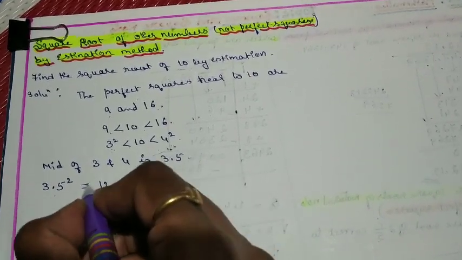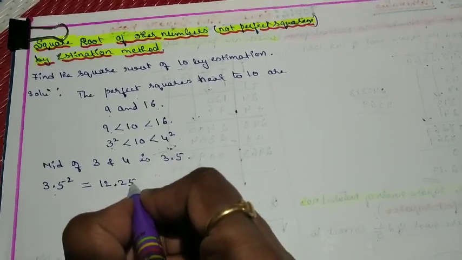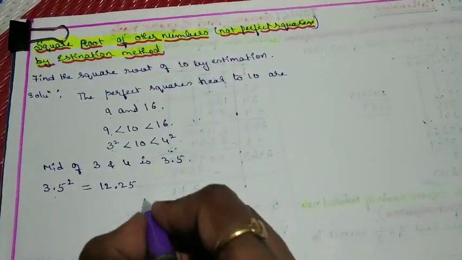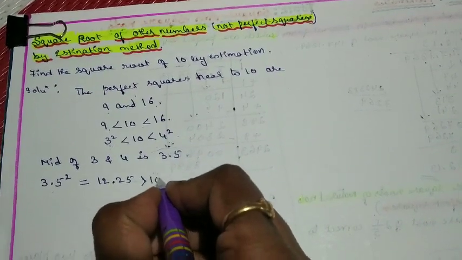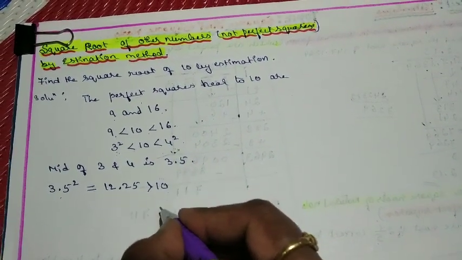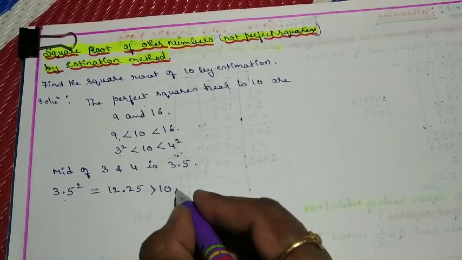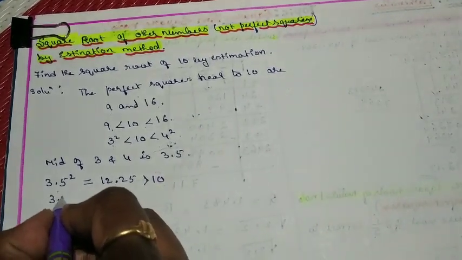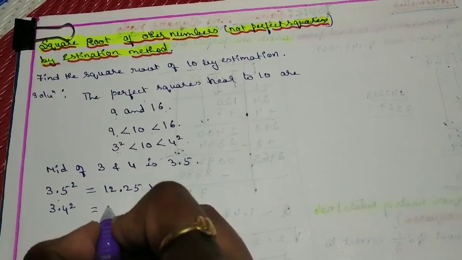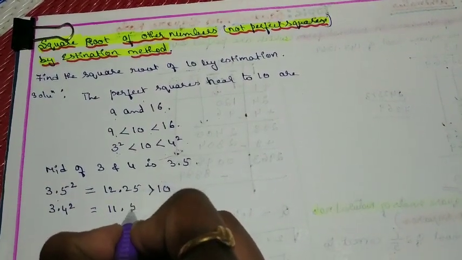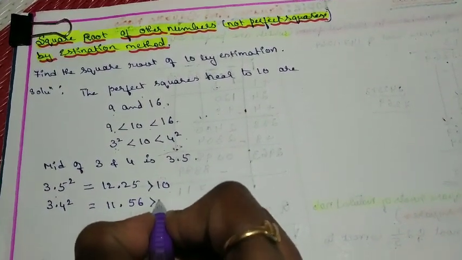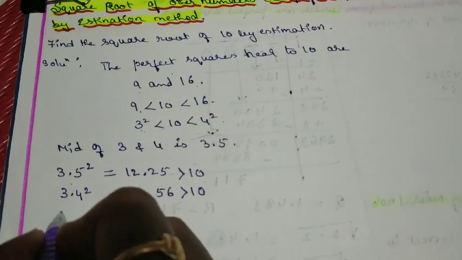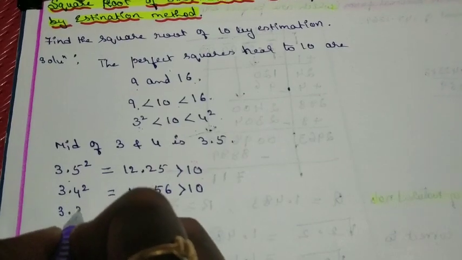So this 12.25, a decimal number, is it greater than the given number? Yes, this is greater than 10. So we need to keep going till we get a number which is less than 10. Now let me go with 3.4 squared, which is 11.56. This is also greater than 10. Let me go with the lower number, 3.3.